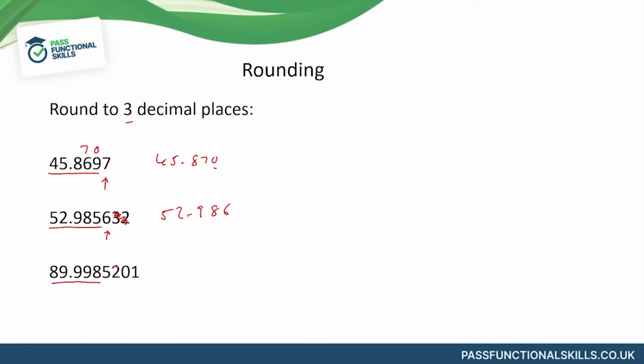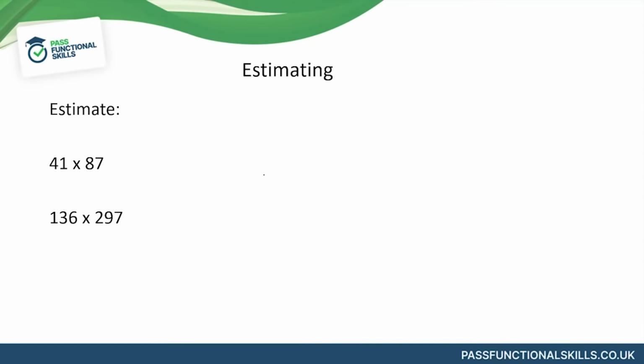52.986. And again we can ignore the 201, we're only interested in the 5, and that will round the 8 up 1 to a 9 to create 89.999. Okay, on to estimating. Now the key thing with estimating is that we round the numbers to one significant figure. So 41, we'll call that 40. 87, we'll call that 90.